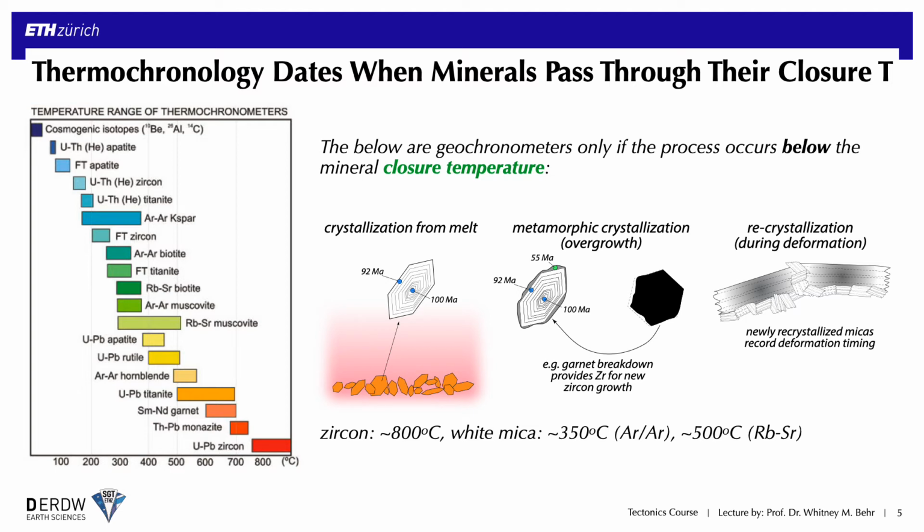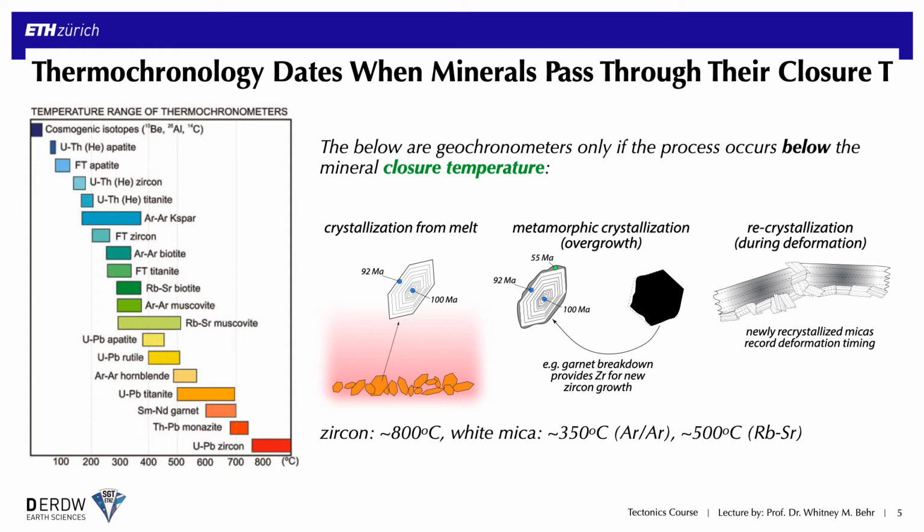So this means that if the recrystallization in deformation-induced recrystallization occurs above this temperature, say at 450 or 500, then the age that we will actually get is a cooling age, not a crystallization age, because the clock wouldn't have started until the system closed at 350 degrees C.